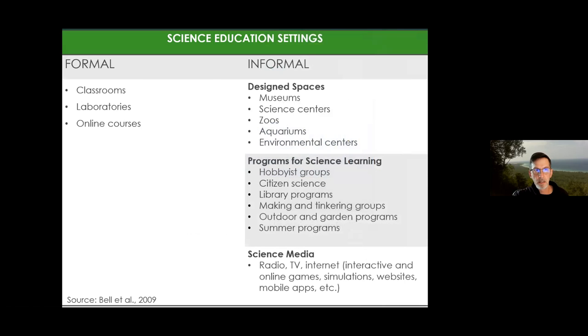As this table shows, compared to formal science education settings, informal settings are really quite varied. There are three main categories of them. There are designed spaces like museums, science centers, and zoos. There are programs for science learning like hobbyist groups, citizen science, library groups, and summer programs. And also science media is a major way that the public engages in learning about science in informal settings.